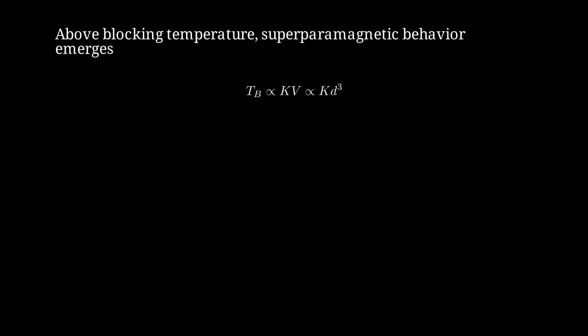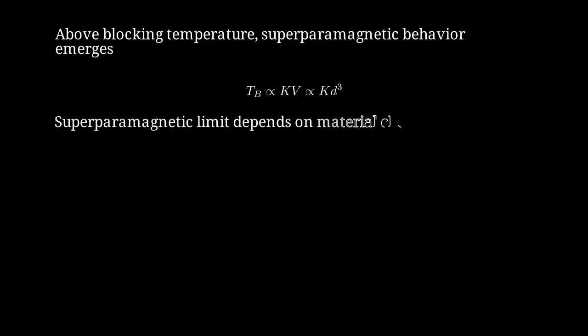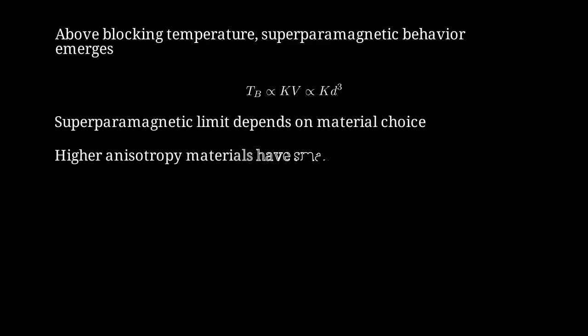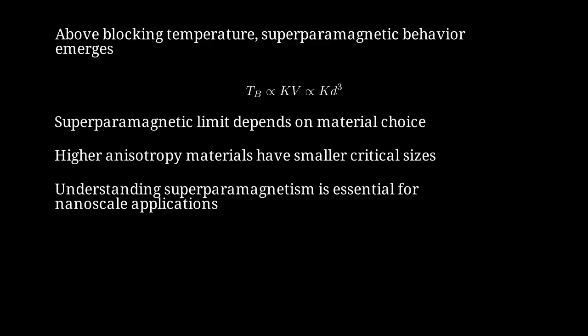The blocking temperature scales as diameter cubed, depending on the anisotropy constant K. The superparamagnetic limit varies with the material's anisotropy constant. Materials with higher anisotropy have smaller critical sizes for superparamagnetism. Understanding superparamagnetism is crucial for designing and optimizing magnetic nanoparticles for applications.